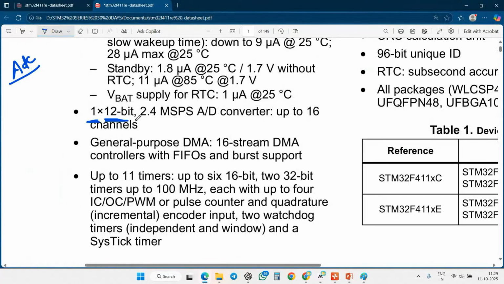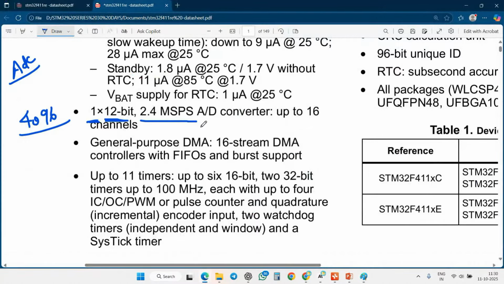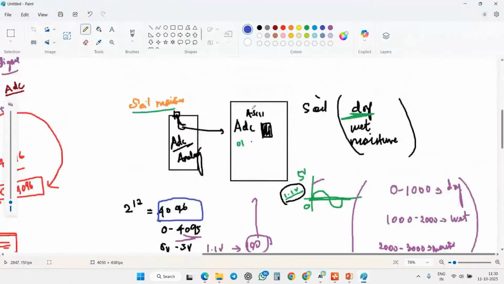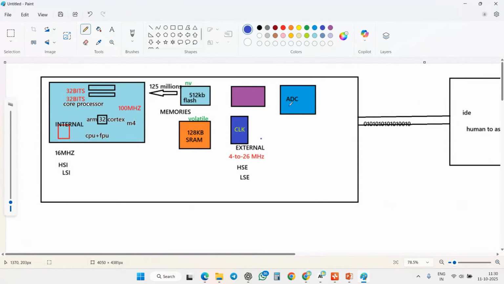So this is a 12-bit ADC with 4096 levels and 0.14 mega samples, so you are able to get more samples. And this ADC converter supports up to 16 channels. It has only one ADC, I already told you it has only one ADC, but it has 16 channels.